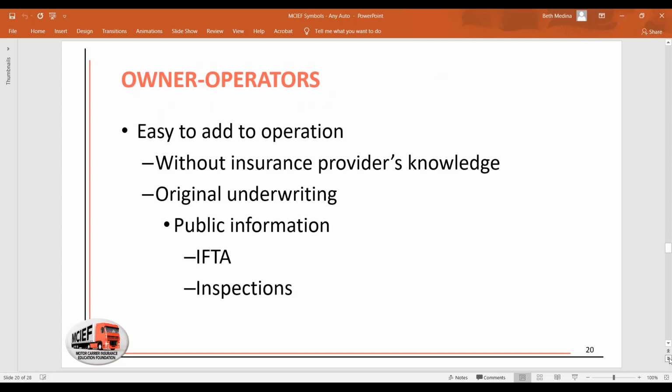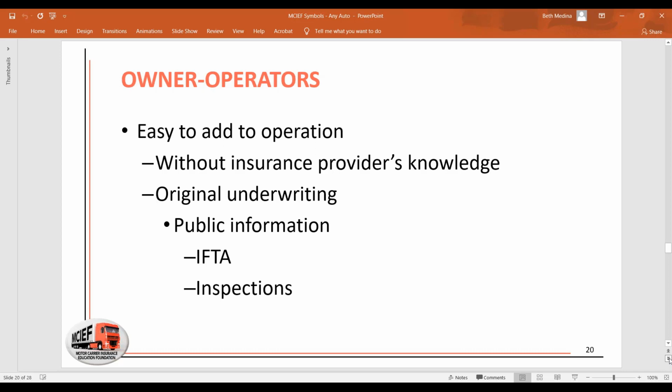The ones that are not so easy are the ones that can be added to the operation. Those are the owner-operators, because those could be added without the insurance provider's knowledge, meaning there's no loss payee, there's no need for proof of coverage for a license plate because they're using apportioned tags. And so originally, in underwriting, you need to look at the public information. That will look at the IFTAs, those are the monthly mileage reports, and you want to look at the inspections. And you want to look at those two things to see if the number of miles they generate, again, about 100 or 105,000 equals a vehicle, and what vehicles are being inspected, and how do we account for those things.